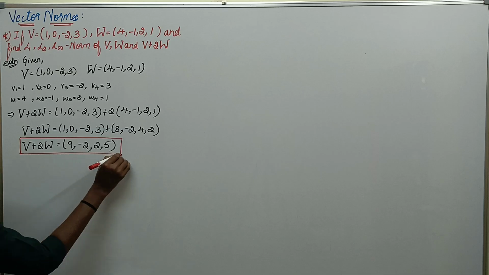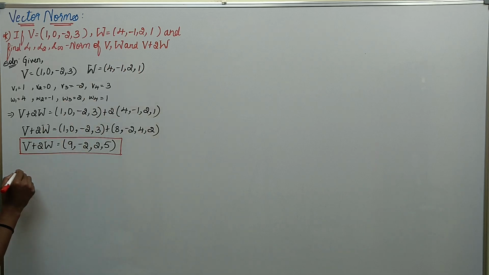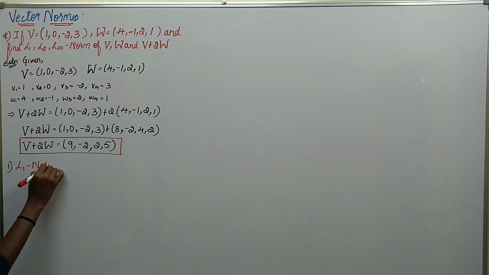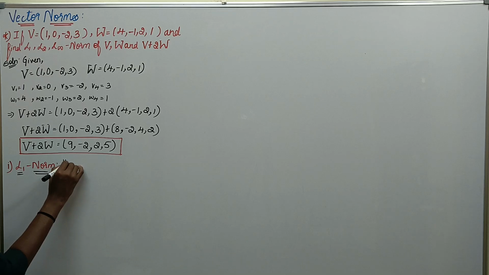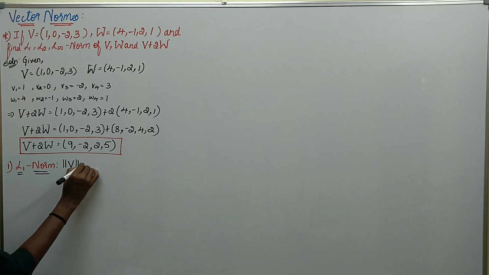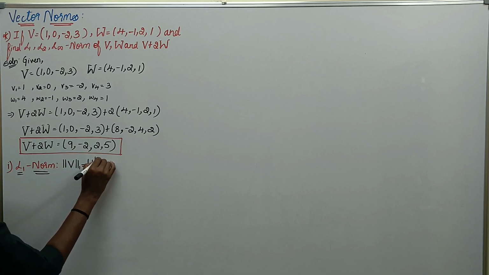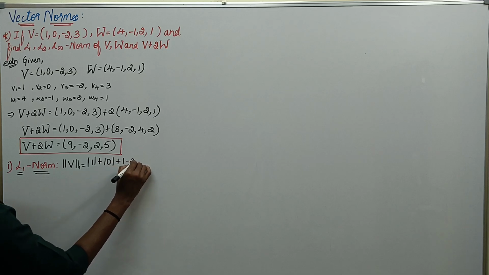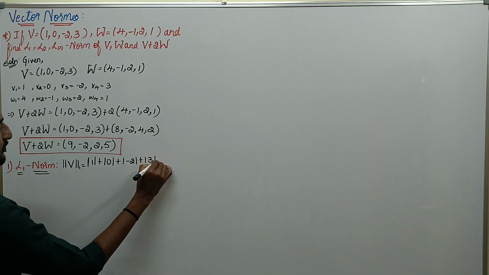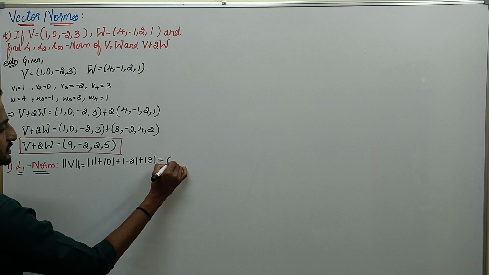Done. Now let us find L1, L2, L infinity of V, W and V plus 2W. First let us find the L1 norm. L1 norm is given by norm V1, which is equal to summing the terms, that is modulus 1 plus modulus 0 plus modulus minus 2 plus modulus 3, which will be equal to 1 plus 0, 1, 1 plus 2, 3, 3 plus 3, 6.